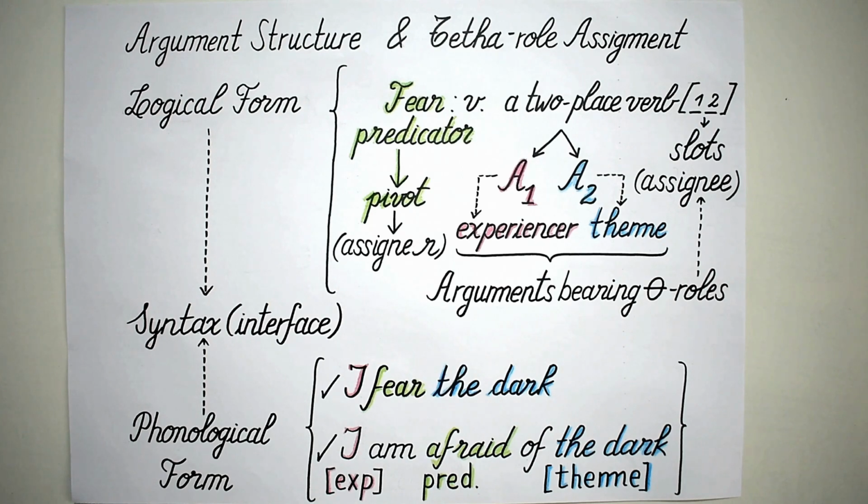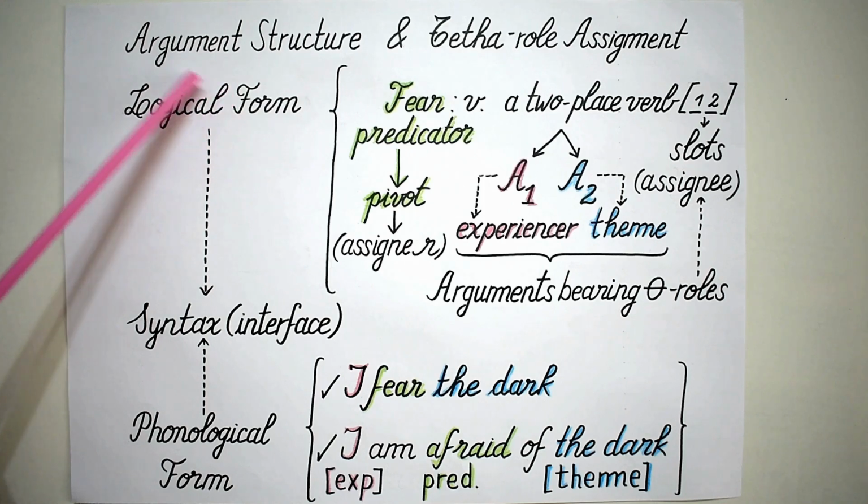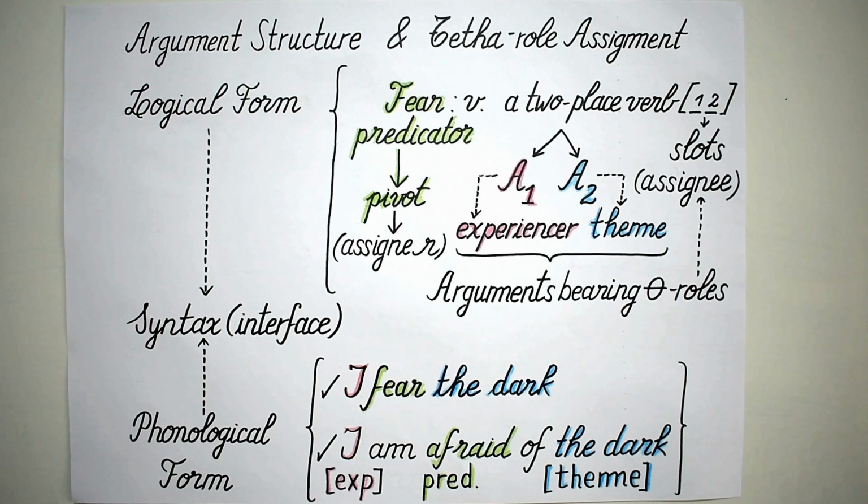That's where the categories get picked, and they are realized at a phonological level, but we do not tell the difference between fear, verb, or afraid, adjective at a logical form level. Logical form is more like the raw material that the syntax will process. Only then will we come out with a sentence that will enable us to state what we feel. In this case, fear. I fear the dark, or I am afraid of the dark.